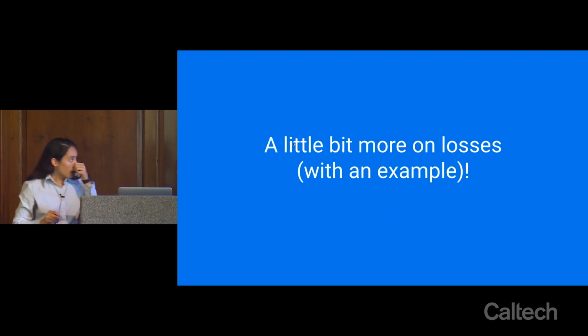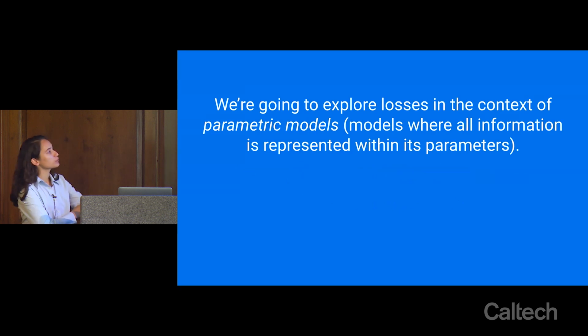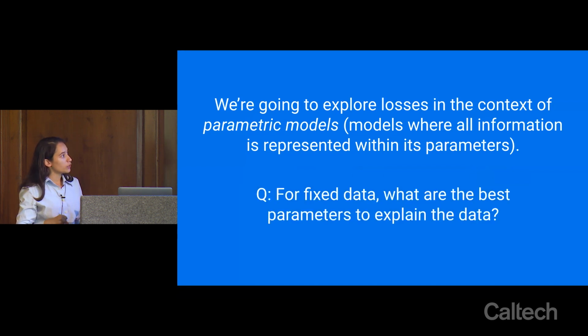All right. So now we're going to go into a little bit more on losses, and we're going to do an example. We're going to explore losses in the context of parametric models. These are models where all the information is represented within its parameters. So the question really is, for fixed data, what are the best parameters to explain the data? That's the question we're going to try to answer.